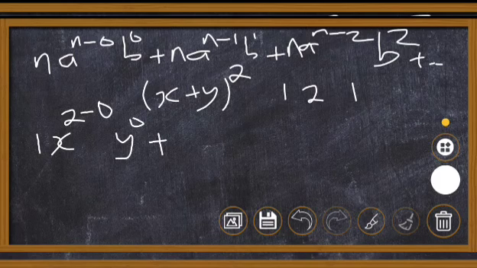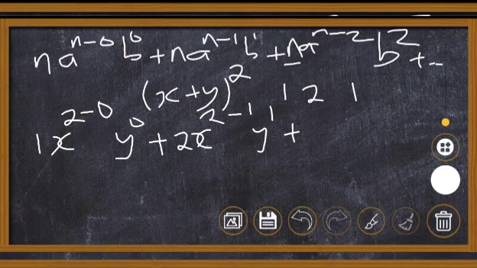This time where there is n, we are going to have 2, and then x where there is a, and then power 2 minus 1 this time, and then where there is b here, we are going to replace it with y to the power 1, and then plus. We come to this one here, where there is n, we are going to write what?